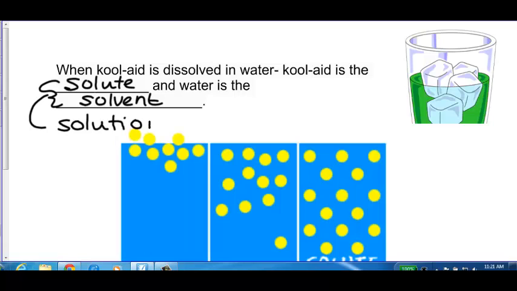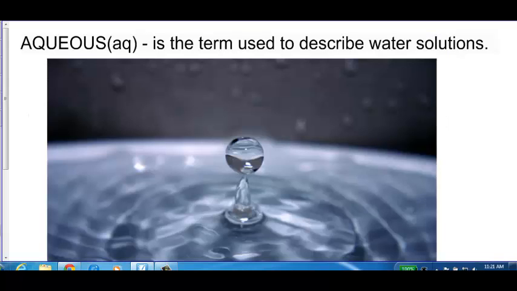A lot of times I will abbreviate solution as SOLN, just so you know if you see it, because we're going to write it a lot. In this class, we're going to talk mostly about aqueous solutions, AQ. Aqueous is used to describe water solutions. It means dissolved in water. So in aqueous solutions, water is the solvent.